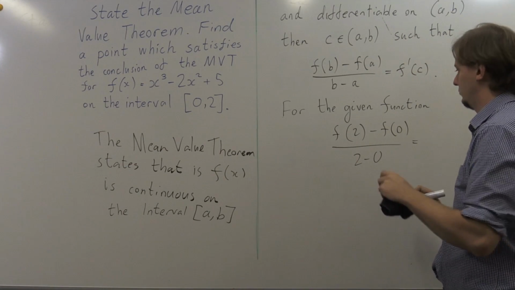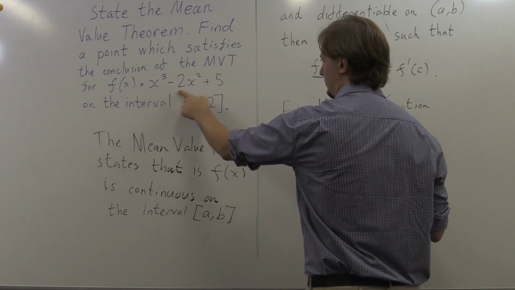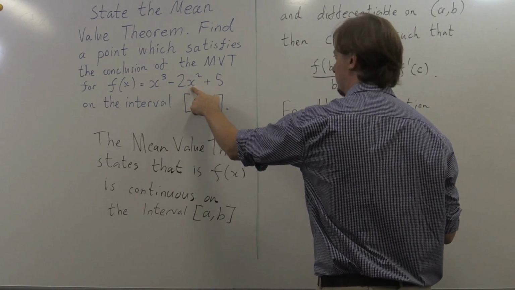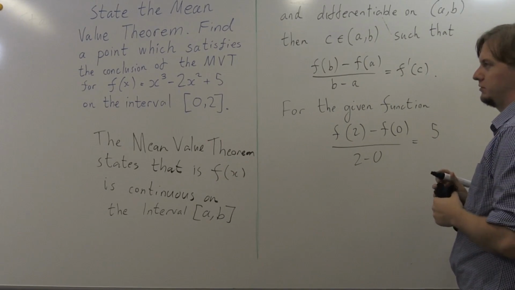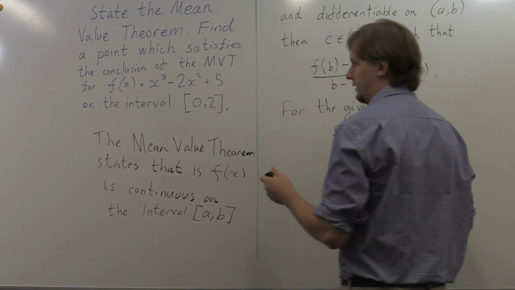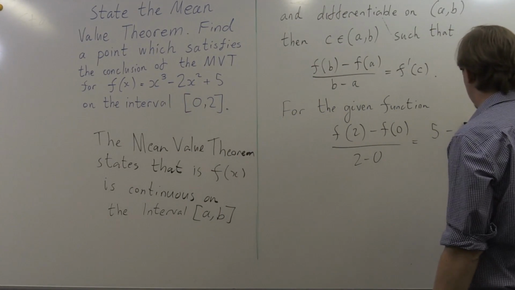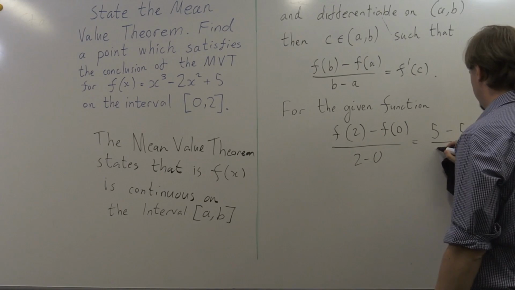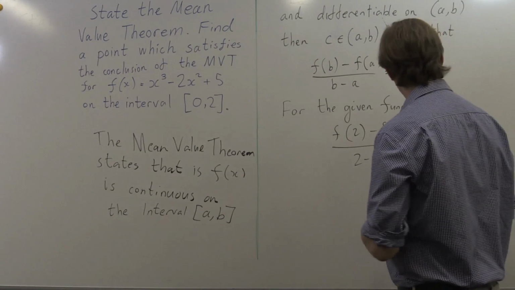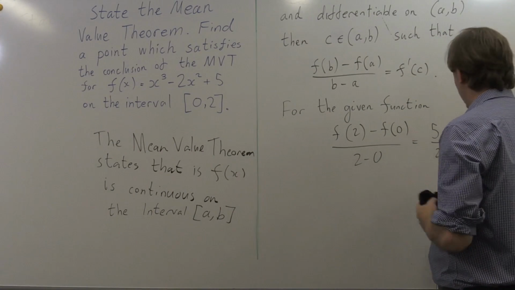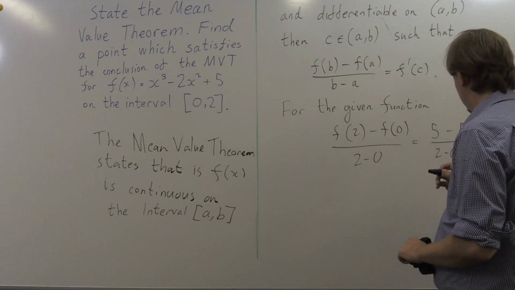Well, just plug it in. We get 2 cubed is 8, minus 2 times 4, that's also 8, so 8 minus 8 is 0. So f of 2 is 5. Plug in x equals 0, well this is 0, this is 0, this is 5. So I get 5 minus 5 over 2 minus 0, that's 0. So we're looking for a point in the interval 0, 2, which has derivative 0.